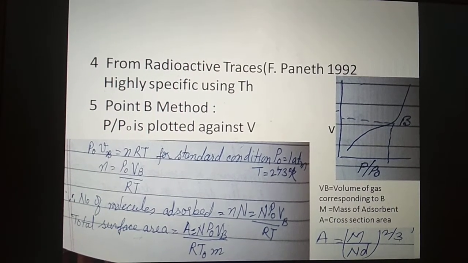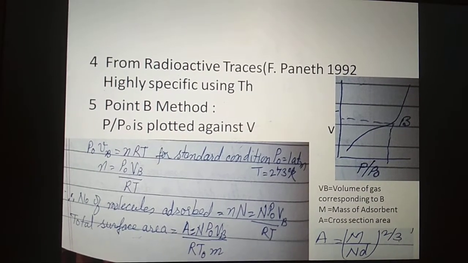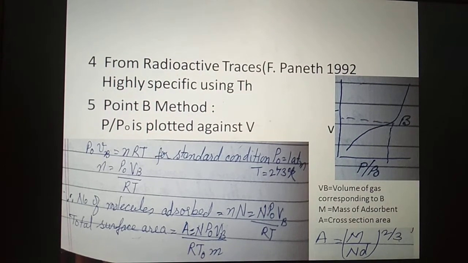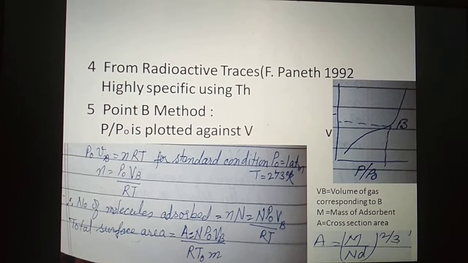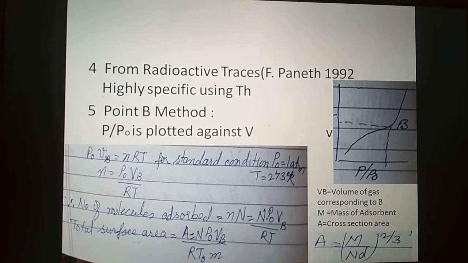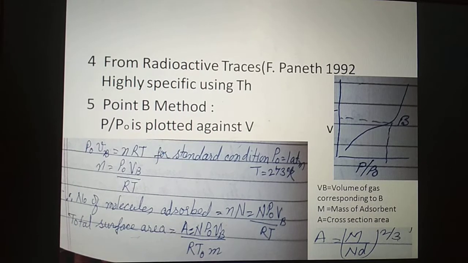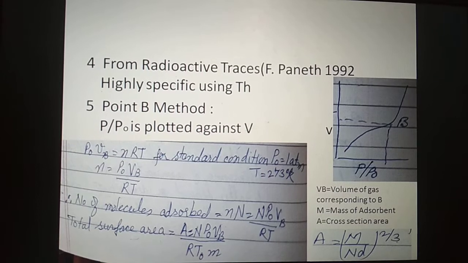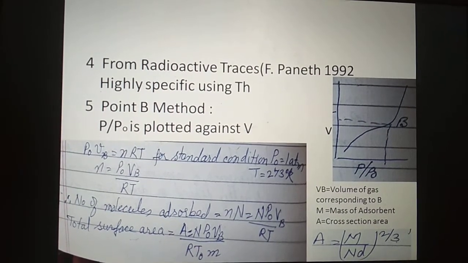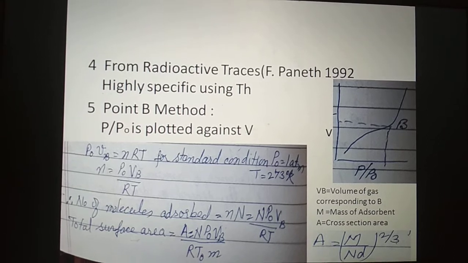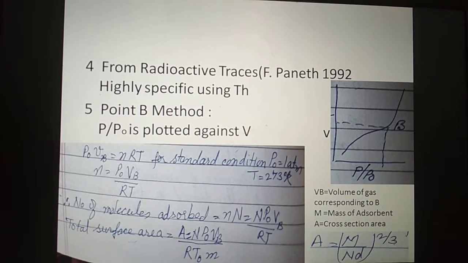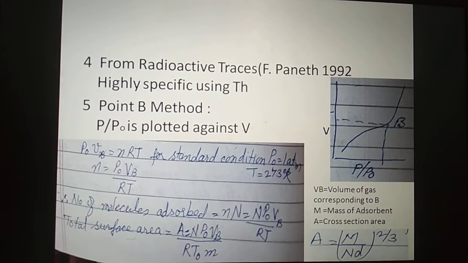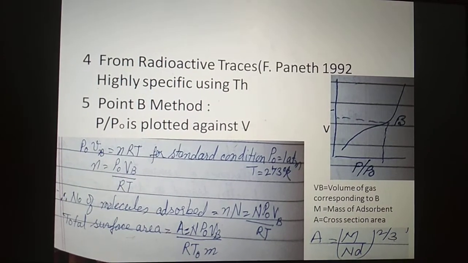Vb is the volume of gas corresponding to P. P0 into Vb is equal to nRT. For standard condition, P0 is equal to 1 atmosphere pressure and T is equal to 273 degree Kelvin. So n is equal to P0 Vb upon RT. Number of molecules adsorbed is equal to N. Capital N is equal to n P0 V0 upon RT.